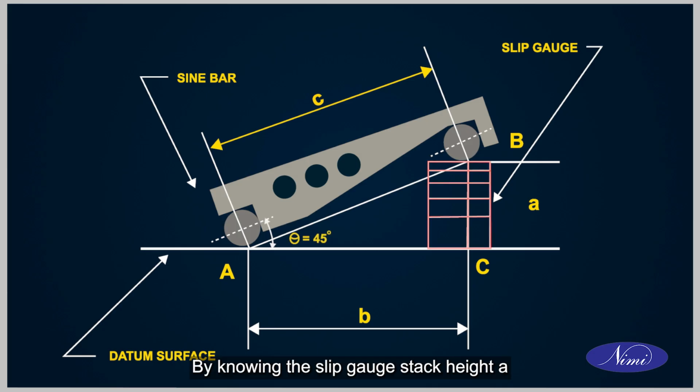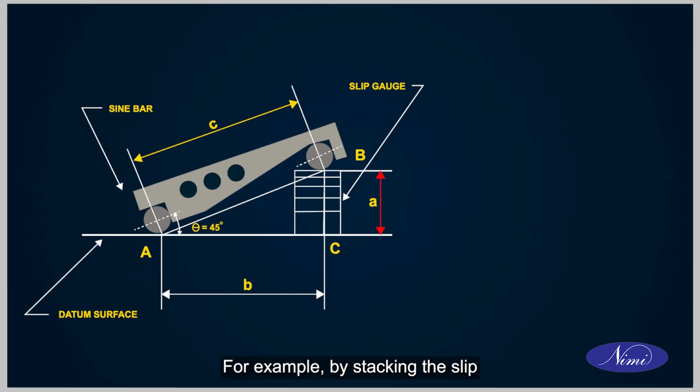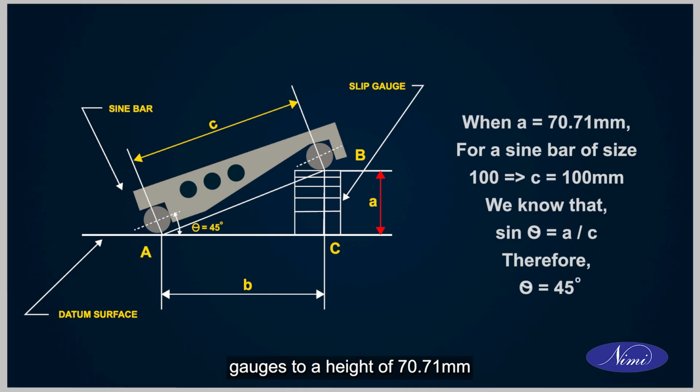By knowing the slip gauge stack height A set for a specified sine bar size, one can also determine the angle theta. For example, by stacking the slip gauges to a height of 70.71 mm for a sine bar of size 100 mm, we can obtain an angle of 45 degrees.